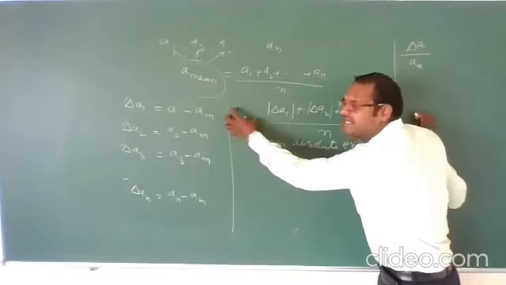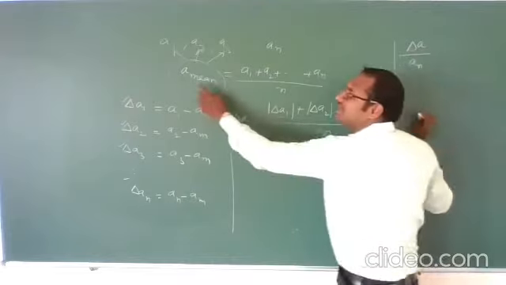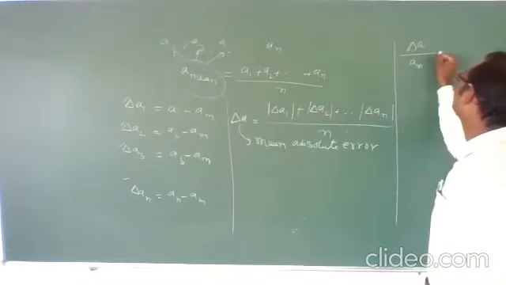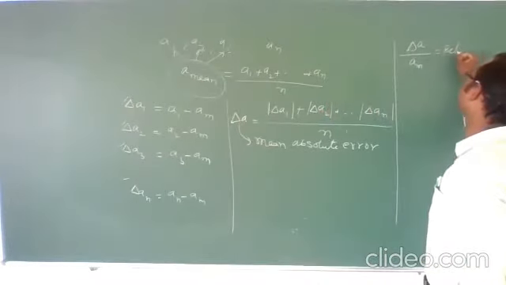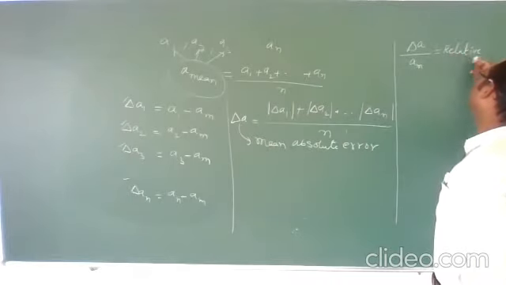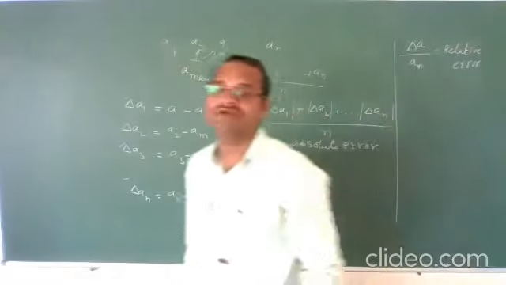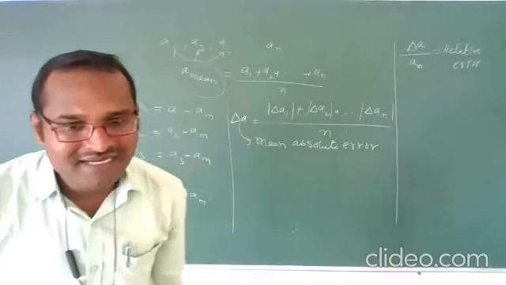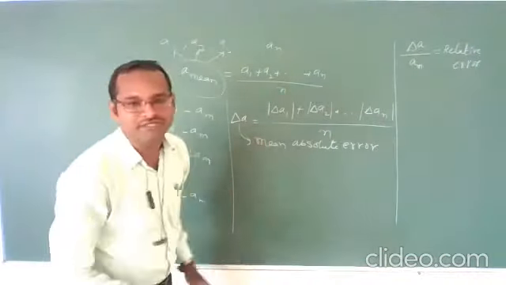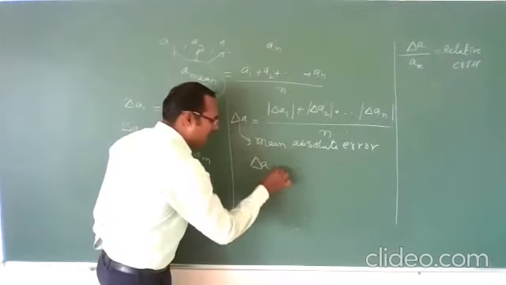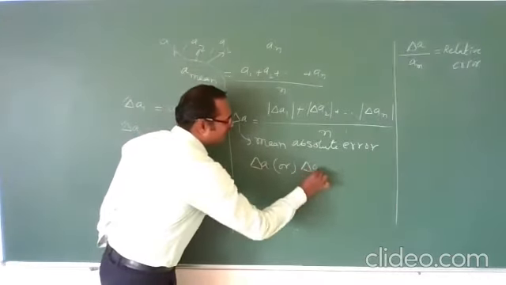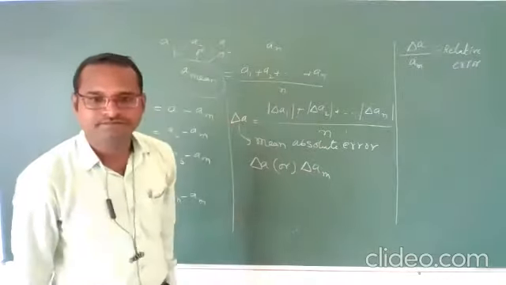Now, this mean absolute error delta A, if you divide it by the mean value, we call it the relative error. What do we call it? Relative error. We should remember all this because problems will come on this topic. Delta A or delta A mean, both are the same only. I can write delta A or delta A mean. Both are the same only.